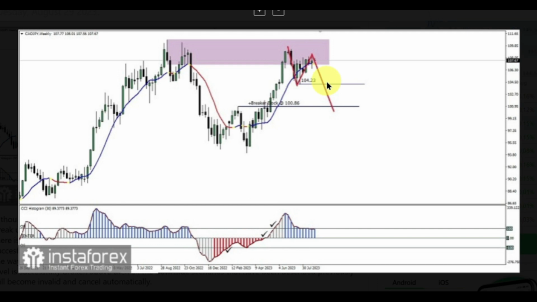If this level is successfully broken below, then the level of 100.86 will be the next target which will be aimed, as long as on the way down there is no significant upward correction to pass above the level of 109.50. Because if this level is successfully broken above, then all the downside scenarios that have been described previously will become invalid and cancel automatically.